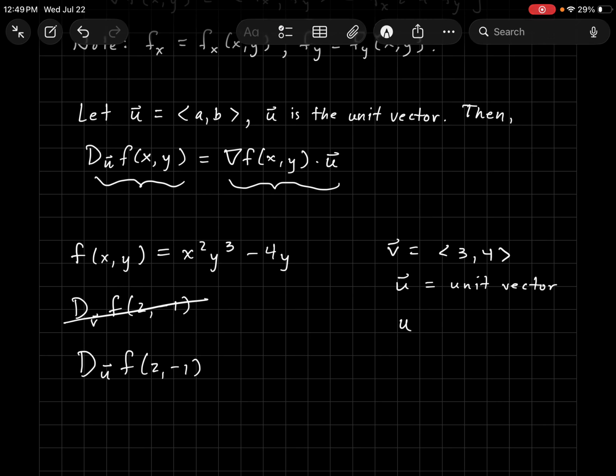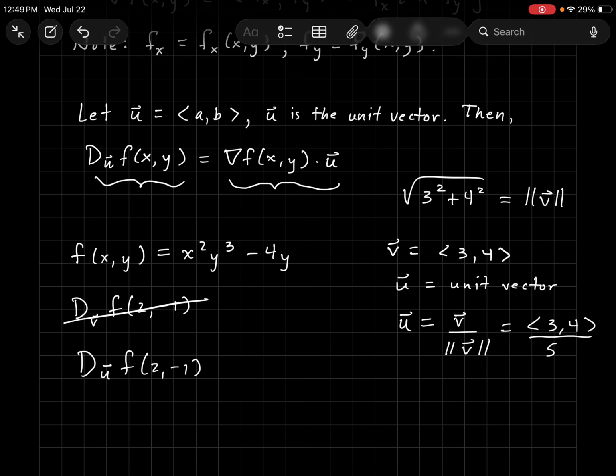Well, if I'm in the direction v, I know that u would be v over the magnitude of v. This is how we find a unit vector in the direction of a different vector, which is going to be (3, 4), and then the magnitude of v is 5. Right, it's going to be the square root of 3 squared plus 4 squared. But I already knew a 3, 4, 5 triangle, so I knew it was going to be 5.